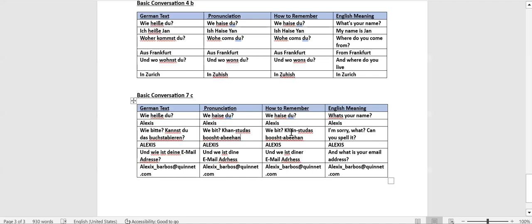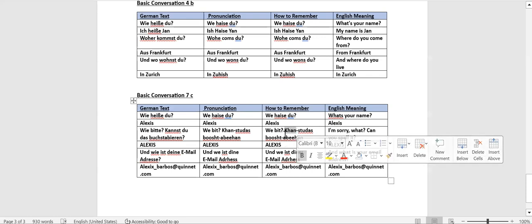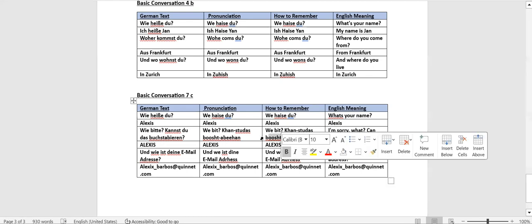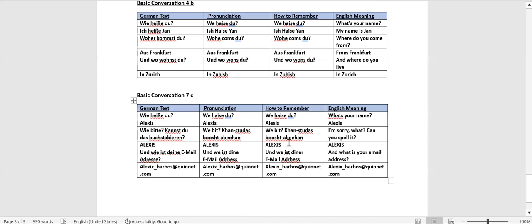Okay, so how to remember this? Kannst, the name Khan. Du, you can remember it as user. Buchstabieren, remember Boost, which is a healthy drink, we all know that, and then the ending, just remember it as it is. Kannst du das buchstabieren? What does this mean? Can you spell it? So this person again explains, Alexis. He's just spelling his name. Let's look at the next sentence.